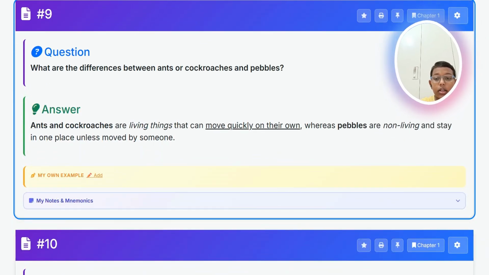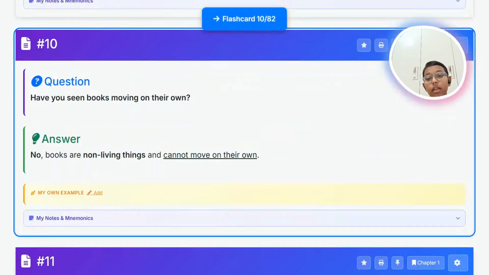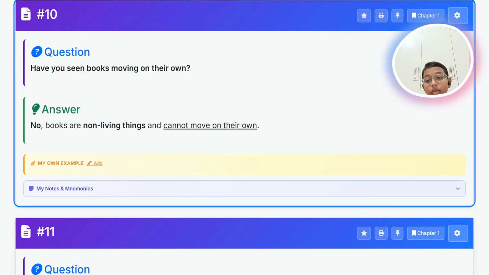What are the differences between ants or cockroaches and pebbles? Ants and cockroaches are living things that can move quickly on their own, whereas pebbles are non-living things and stay in one place unless moved by someone. Have you seen books moving on their own? No, books are non-living things and cannot move on their own.